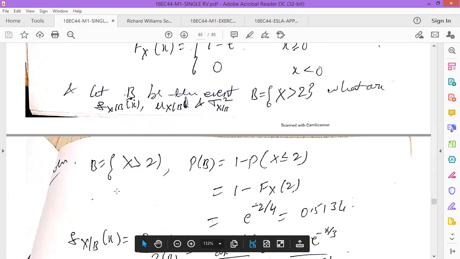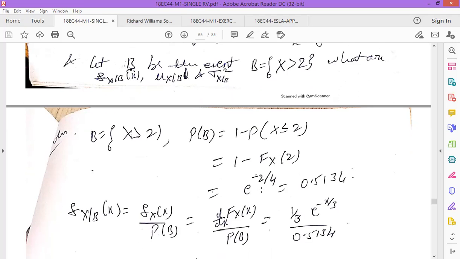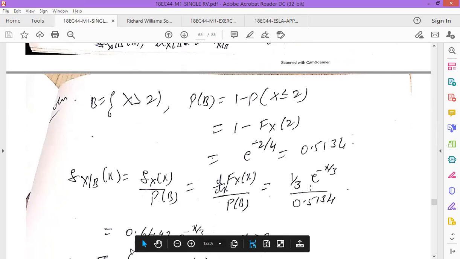So here considering the condition b is equal to x greater than 2. So here we can get the probability of b as 1 minus p of x less than or equal to 2. So here you just understand, x greater than 2, so it has been given. So using this statement you can get the exact probability value, which can be written as 1 minus fx of 2. So here for x equal to 2, you will be getting the CDF value, which is equal to e to the power minus 2 by 4, which will give the value as 0.5134.